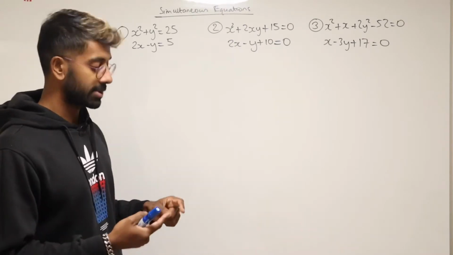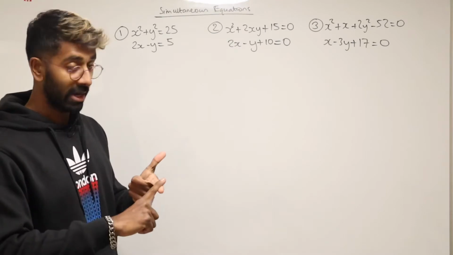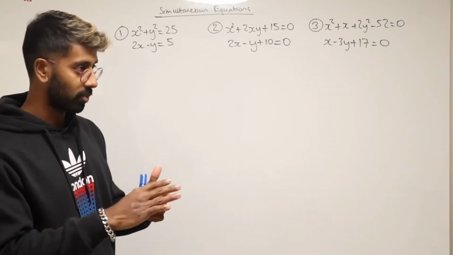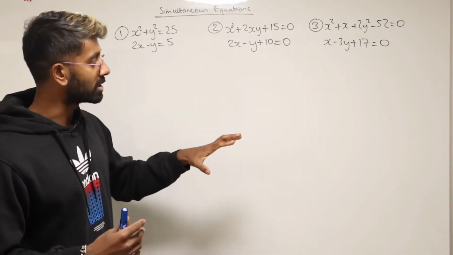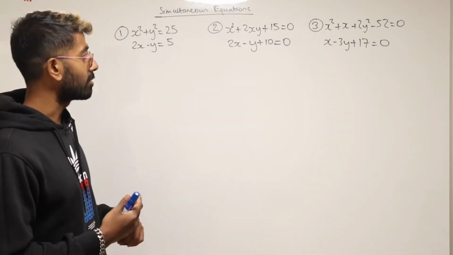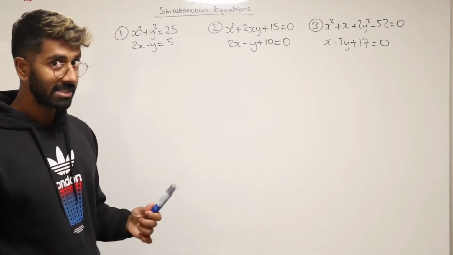And the other thing is when we solved the linear ones, you normally got one x value and one y value, so you've got a pair of x and y values. But now when you're solving these ones, sometimes you can get up to two pairs of solutions. So let's have a look.